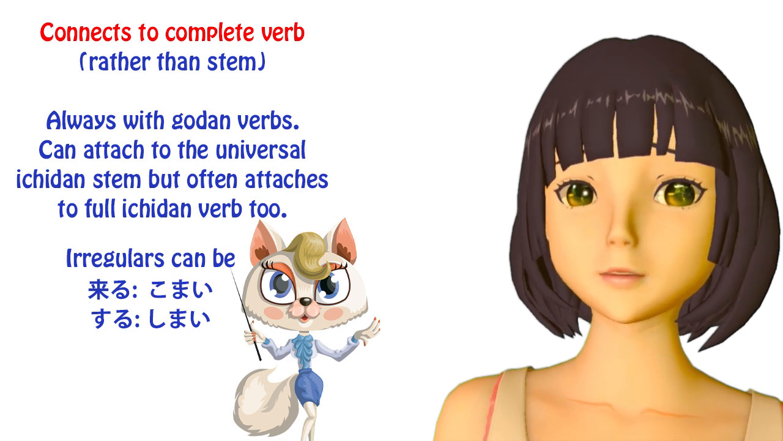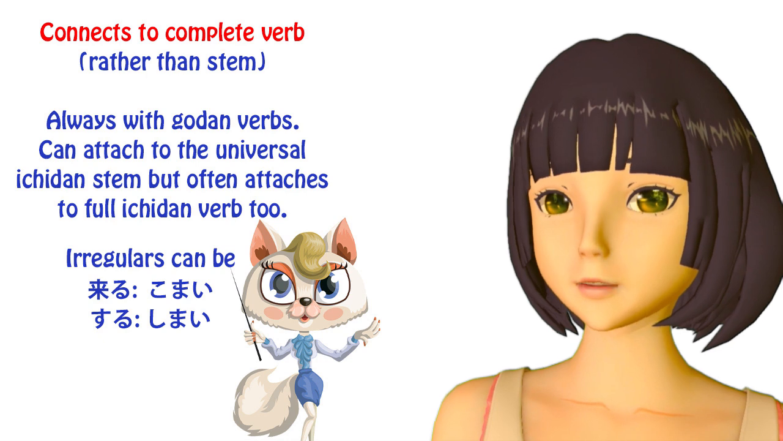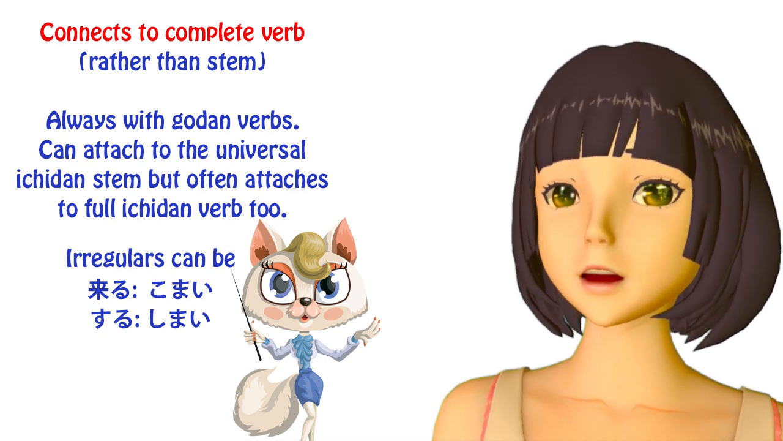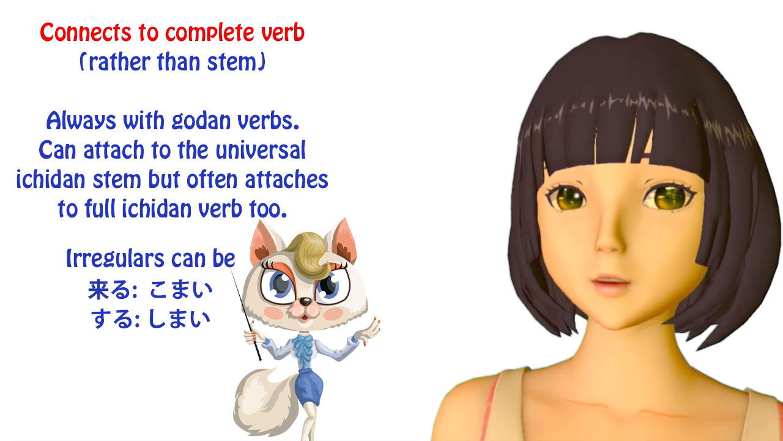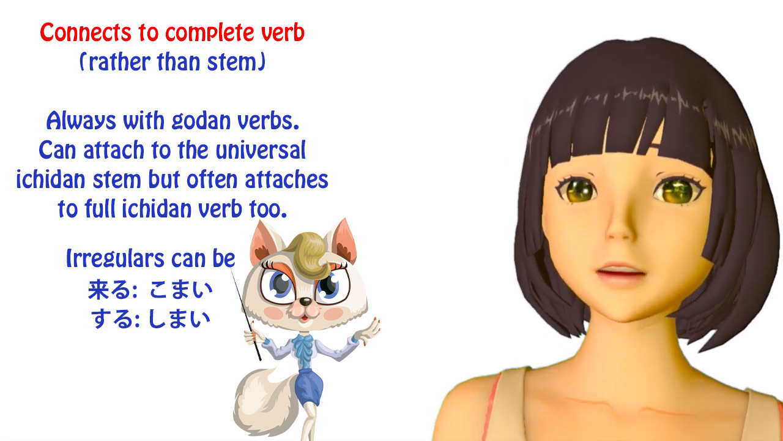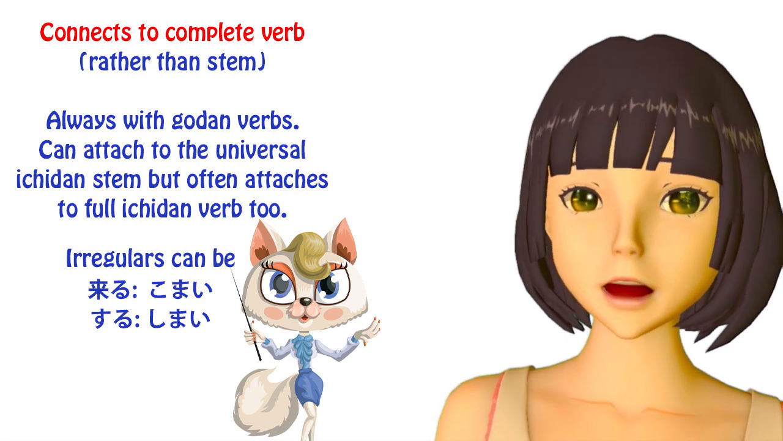With ichidan verbs, we can attach it to the universal ichidan stem. As you know, with ichidan verbs, whatever we're doing with them, we always just take off the ru and put on whatever we want to put on. So, for example, miru can become mimai, but just as often it's mirumai.